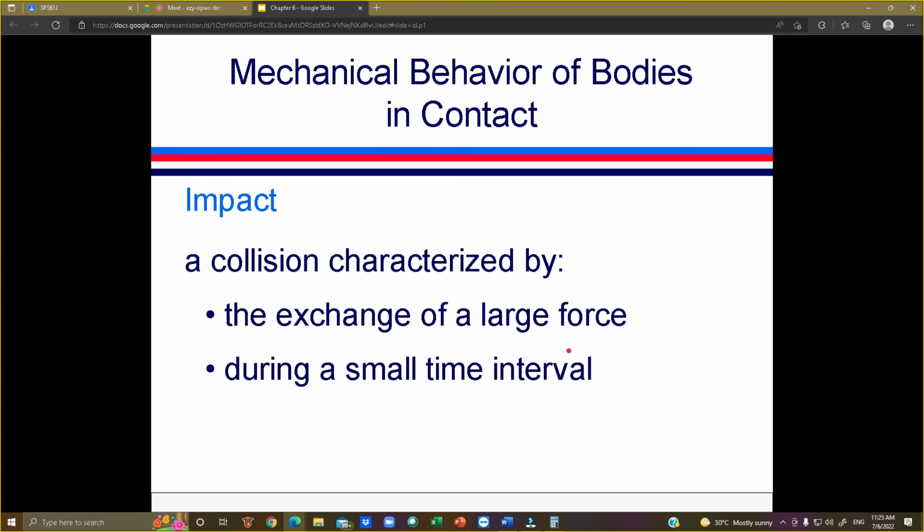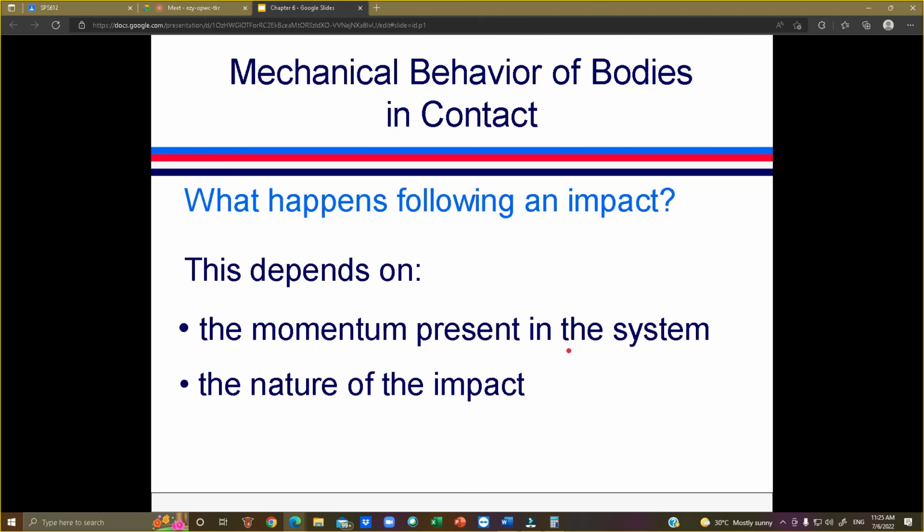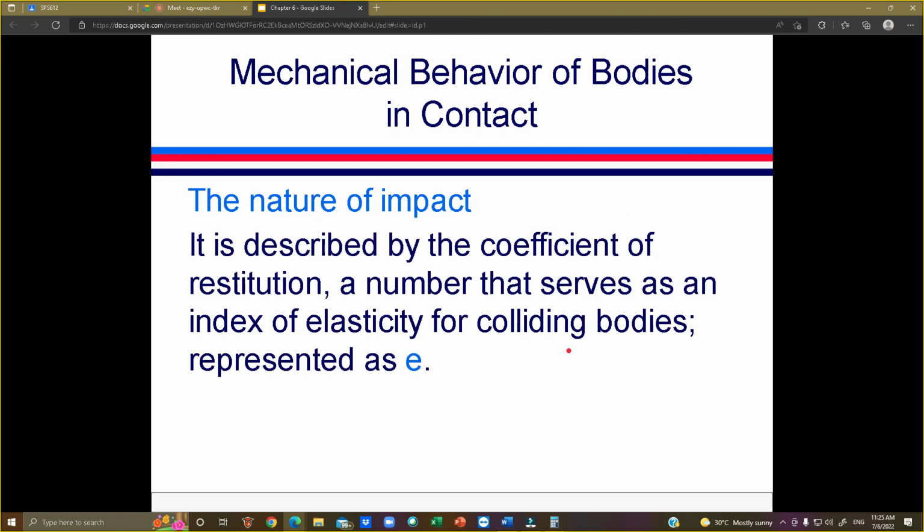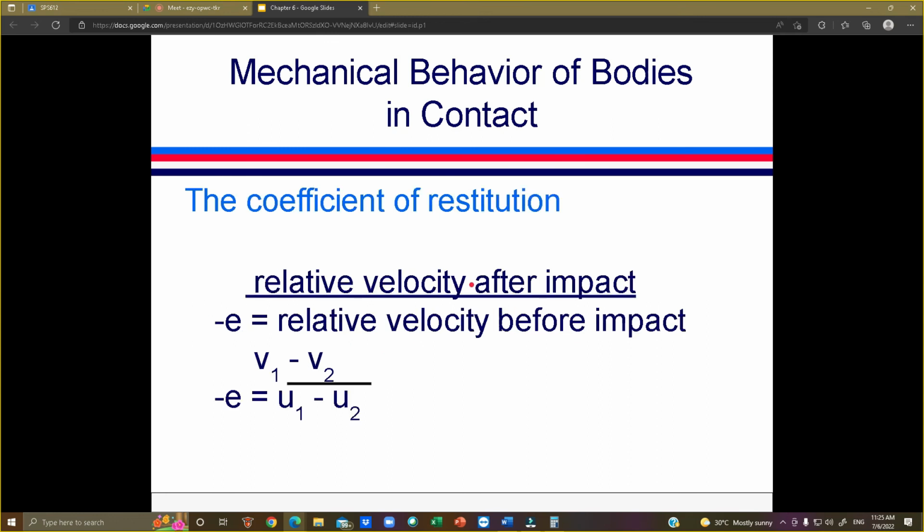Alright. When we try to characterize impact, we can characterize impacts in two different nature. And it represented by coefficient apa ni? Coefficient of restitution ni, natang E ni. To explain coefficient of restitution, there are two methods. One is by using this one. Relative velocity after impact, relative velocity before impact. One is object one, two is object two.